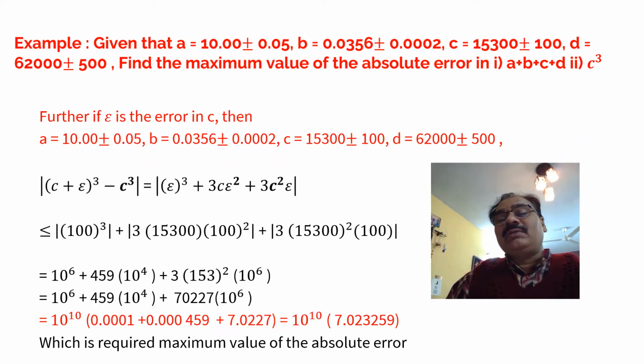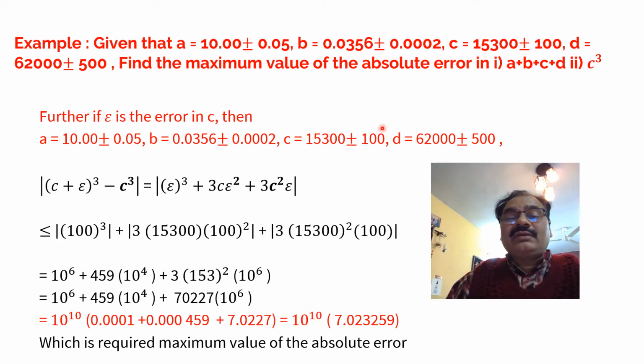But what will it be in the second case? Let us look at the second case. If epsilon is the error in c, concentrate on c only: c is 15300 plus minus 100. Because the function is a cubic function, you have to rearrange this as (c plus epsilon) whole cube minus c cube. Expanding this, you will get epsilon cube plus 3 c epsilon square plus 3 c square epsilon.